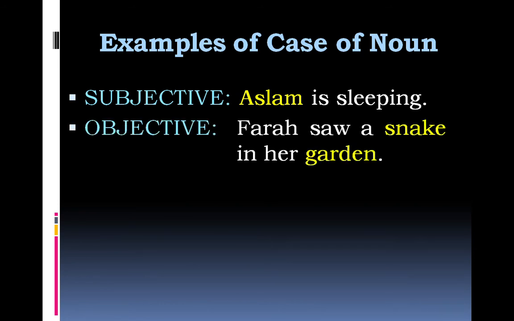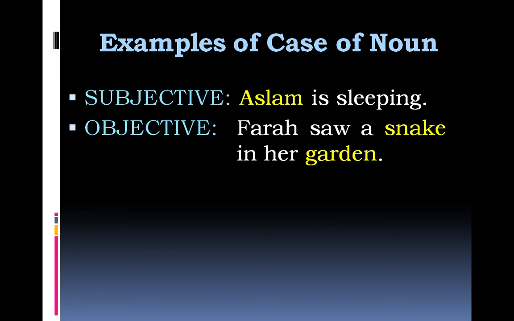The next sentence, objective case. Farah saw a snake in her garden. Now Farah is the subject of this sentence, saw is the verb, and snake is the object of verb. The object of verb is the person or thing on which the action is being performed. And in this sentence, the action of seeing, saw, is being performed on snake. So it's the object of verb.